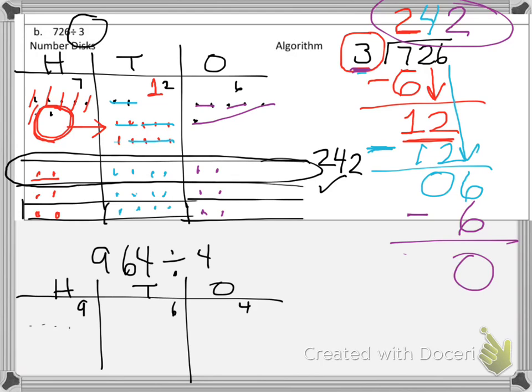You need to show 9 dots here. Okay? You need to show 6 and you need to show 4. And then you need to draw a line and make 4 spaces because you're dividing by 4. I gave you a little more work with that last problem, but you can do it.